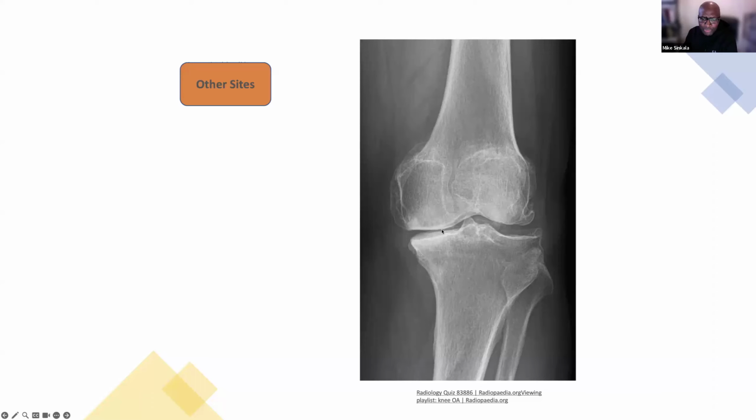So this bone here is actually dying, or is actually dead, as it were, because we can see that it is avascular, as it were. Then the other feature we can see here are the osteophytes. So osteophytes, subarticular sclerosis, and non-uniform joint space narrowing, these are features of osteoarthritis.